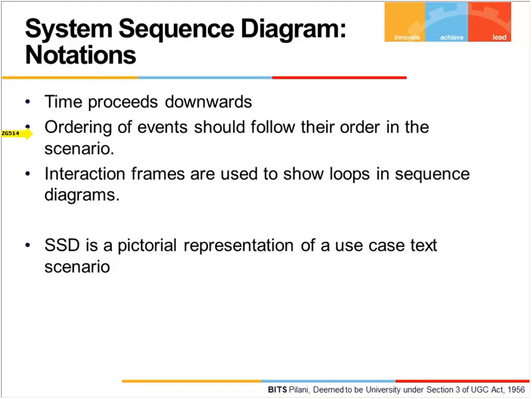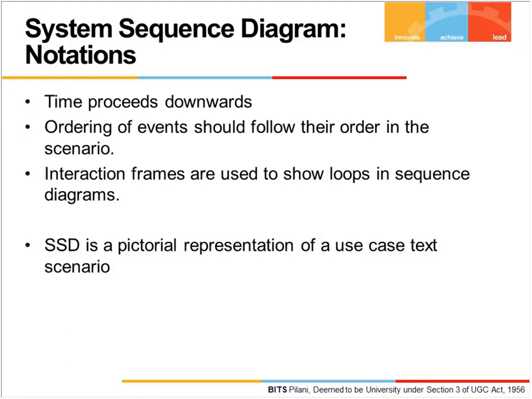As I just told you, system sequence diagrams are drawn for use case text scenarios, right? So we have to in a way depict that textual information in the form of a diagram. Whatever is the flow of the text or the steps in a use case text scenario, the same should be the ordering of events in the system sequence diagram, right?